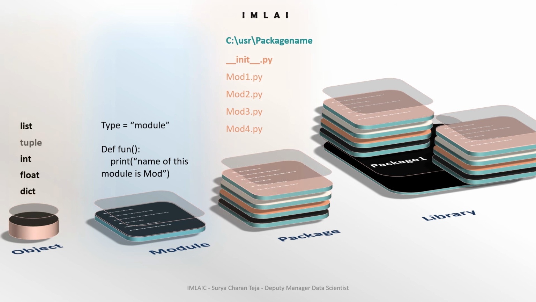After that, what we have is a library. A library is a collection of various packages. Again, for a library, you will have a directory with the library name, and in that library folder you will have subfolders, which are package 1, package 2, package 3 folders.